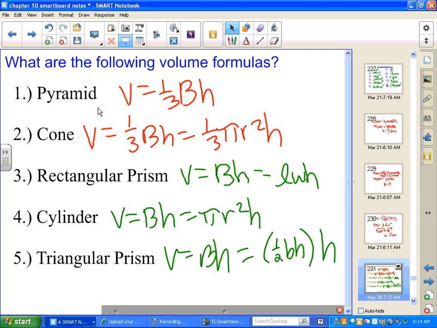So there's a lot of volume formulas. There's a lot of surface area formulas. If you don't think you have them memorized yet, I would work on that. Your Chapter 10 test is Tuesday. Okay, no formula sheet given to you. You have to know all these.